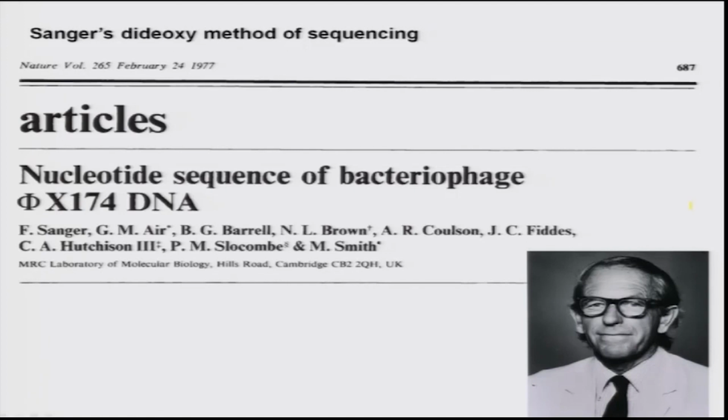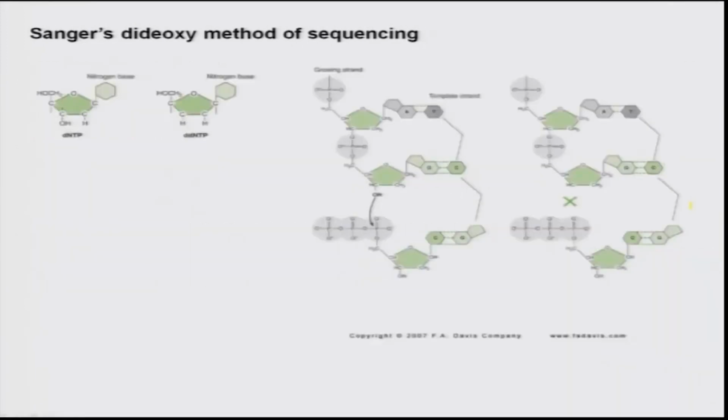So the first paper came in 1977, the nucleotide sequence of bacteriophage DNA, right. This is called Sanger's dideoxy method, or Sanger method, or chain termination chemistry. There are several methods. Normally it is called the Sanger method.